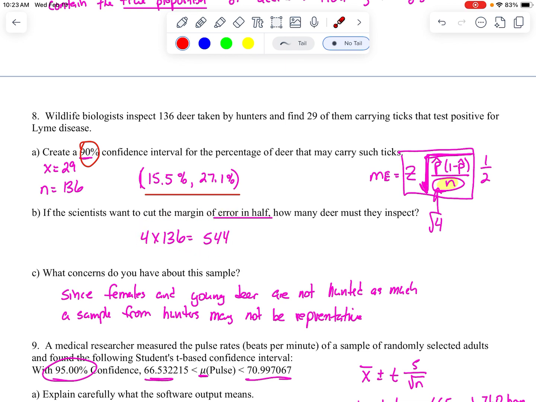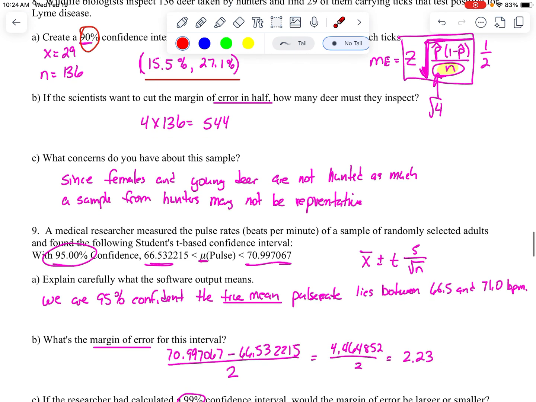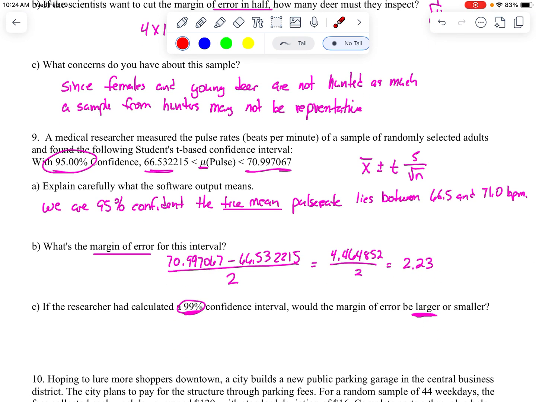So that was a long story to something that's actually very, very short. Now, do we have any concerns about this sample? And again, the concern is since we're depending on what our licenses were for, a lot of times especially younger deer and females are less attractive, and so not hunted as much. So we would not necessarily know that the population of deer collected by hunters would represent the entire population of all deer.